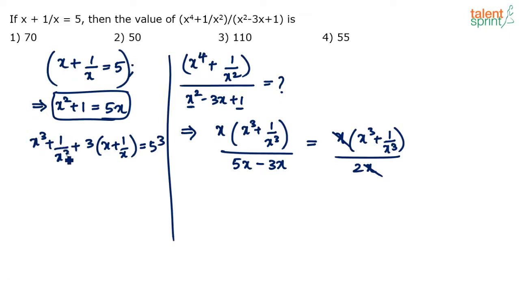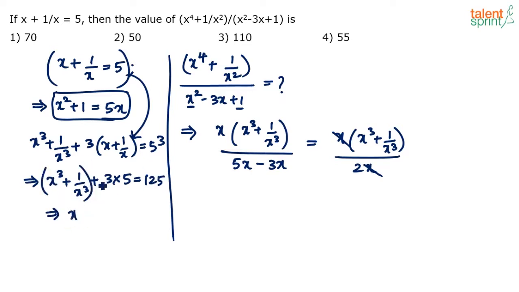Cubing on both the sides. x cube plus 1 by x cube plus 3 times of x plus 1 by x, you actually get 3x plus 3 by x. We are taking 3 common. Now, why are we taking 3 common? Because x plus 1 by x equals to 5 is known to us. Substitute this back here. So we get x cube plus 1 by x cube plus 3 into 5 equals to 125. So from this, what do we get? x cube plus 1 by x cube equals to 125 minus 15, 110. Right? 125 minus 15, 110.